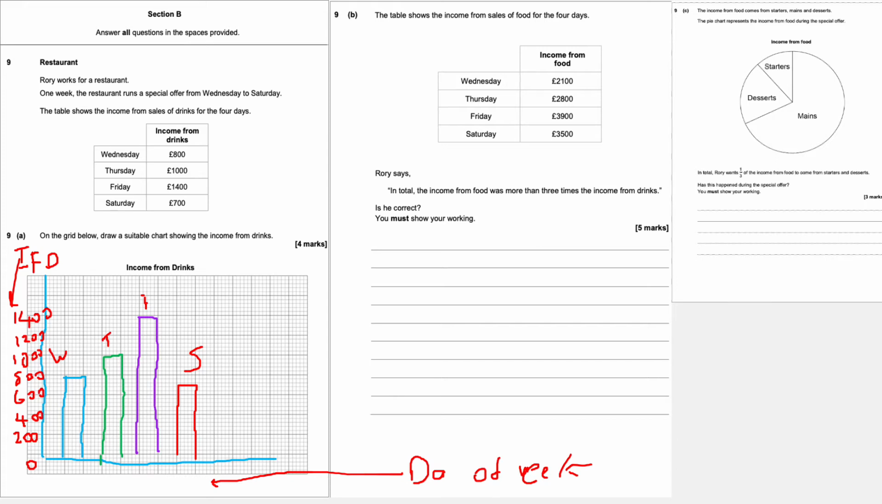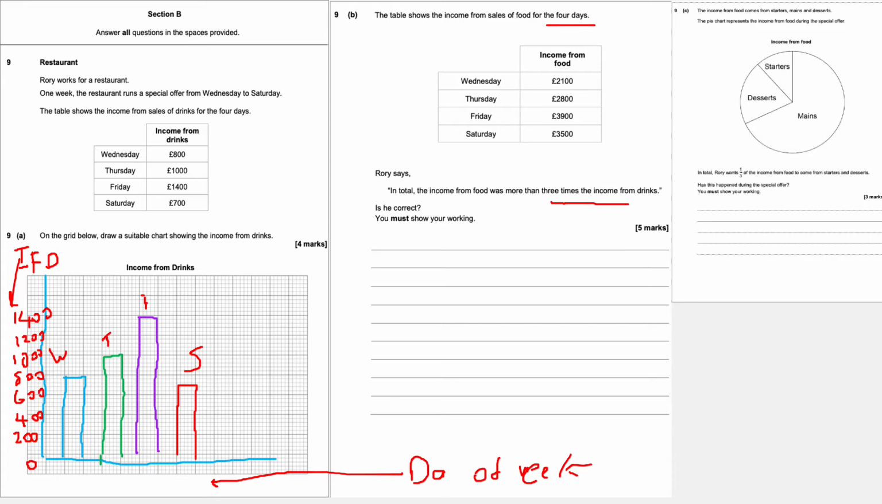Right, guys, question 9B. The table shows income from sales of food for 4 days. Income from food, actually, Wednesday, Thursday, Friday, Saturday. Rory says, in total, the income from food was more than 3 times the income from drinks. Is he correct? So you must show your workings.